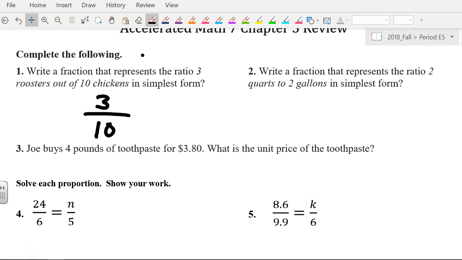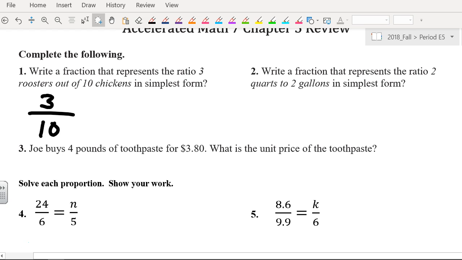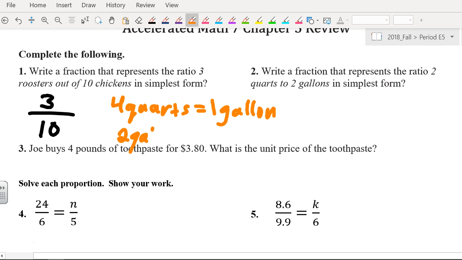Now let's change this to the same unit, right? So let's see. How many quarts in a gallon? 4. So 4 quarts equals 1 gallon. So that means that for 2 gallons, we're going to multiply it by 4. We get 8 quarts.